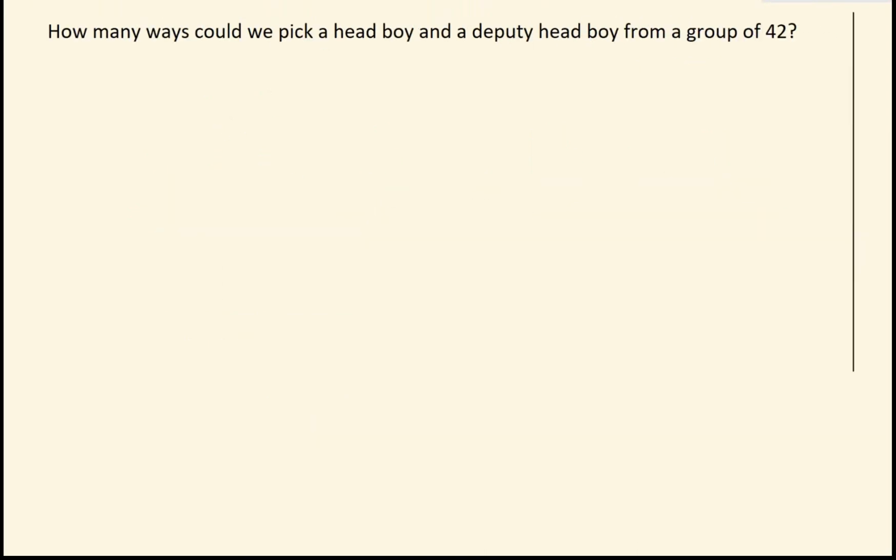Okay, so for this question, we want to pick a head boy and a deputy head boy from a group of 42. So we've got 2 people to pick. For the head boy, we have 42 people to pick from. That person is now picked. We cannot pick him again, which means there's 41 choices left. Okay, type in a calculator, and that will work it out for you.